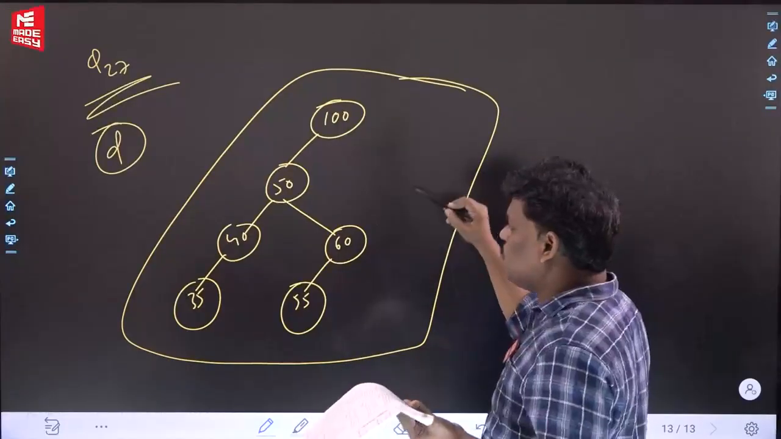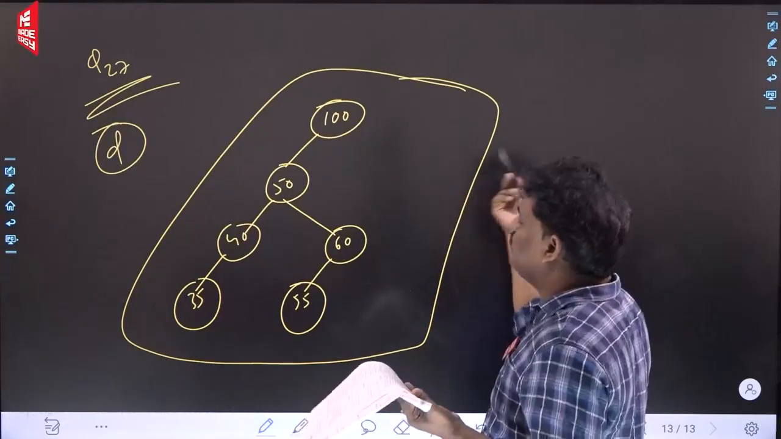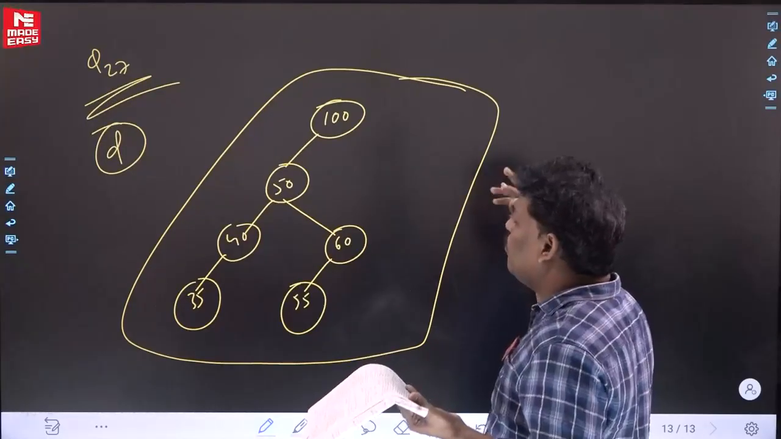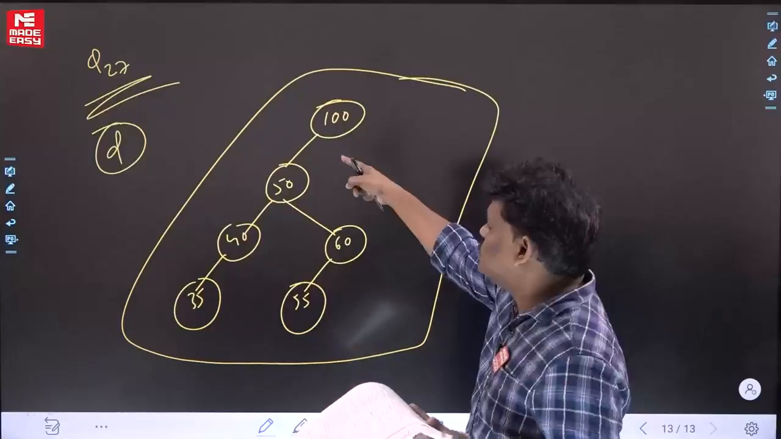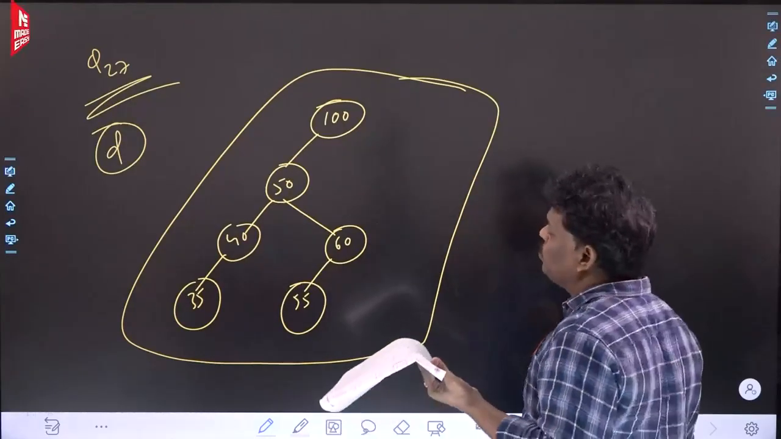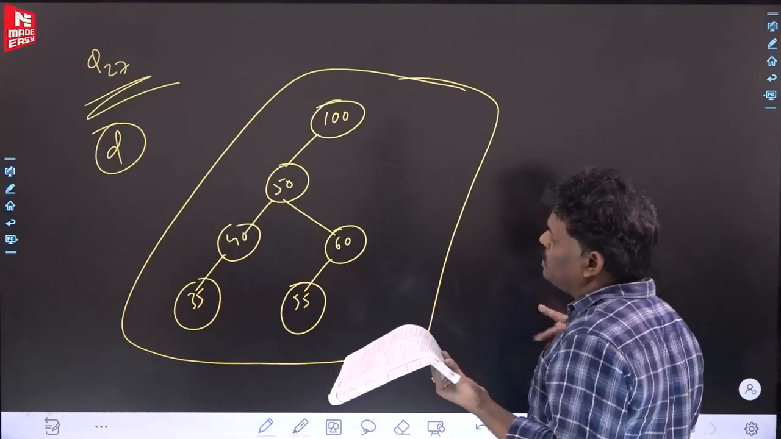After tree construction is over, if you verify, it is not max heap, it is not min heap, it is not strict binary tree also. What is the meaning of strict binary tree? Every node should contain 0 child or 2 children. Here there is 1 child. So question number 27, answer is going to be D.